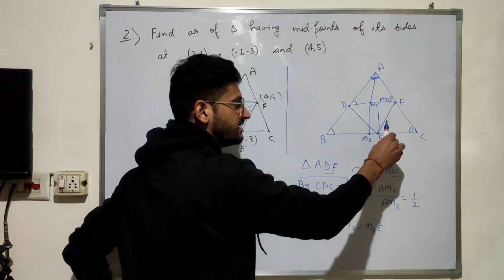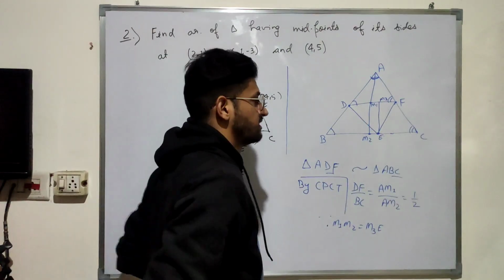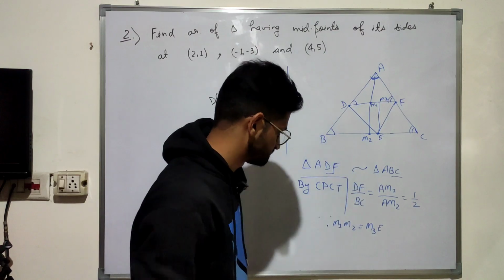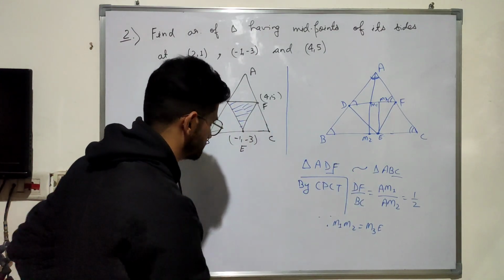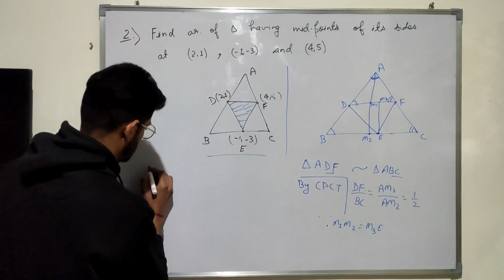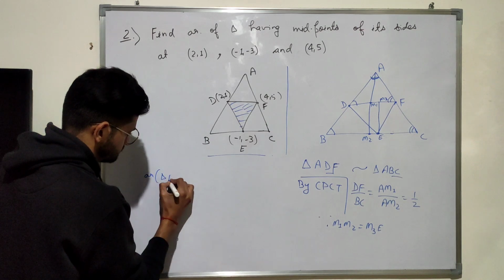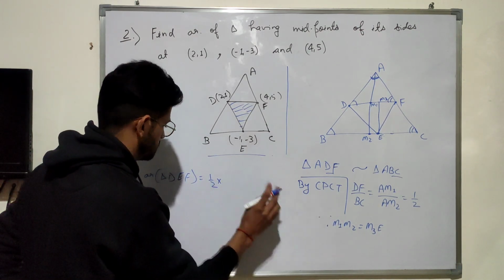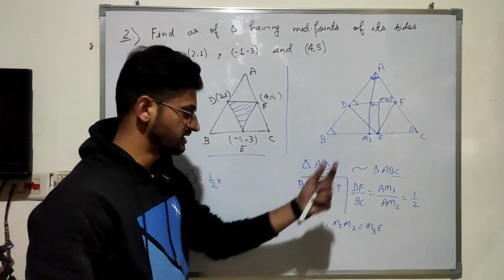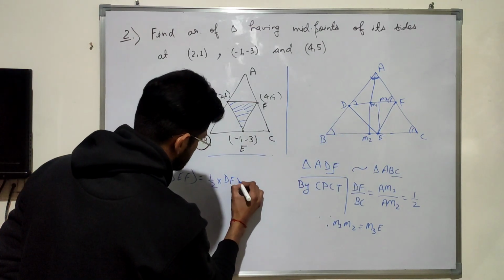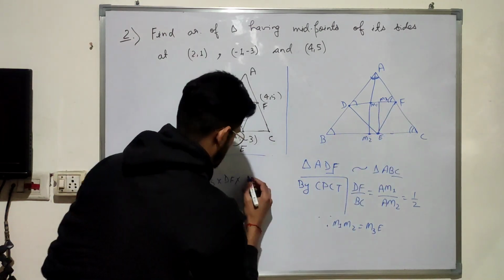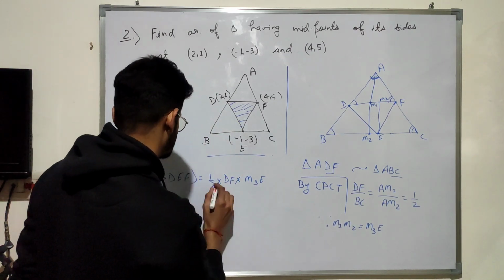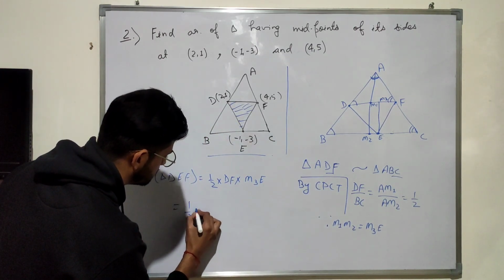So if we are able to find the altitudes of triangle DEF, we can write the area for triangle DEF. How can we do that? Let's see. The area of triangle DEF is equal to half into base. Base is going to be DF. Half base into height. Height is M3E. So this is the area of triangle DEF, half into DF.